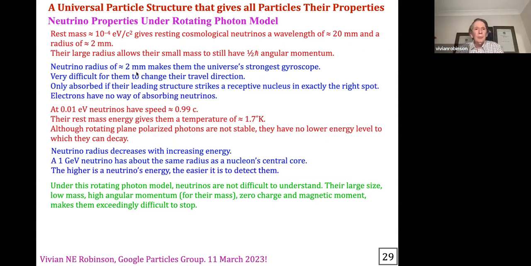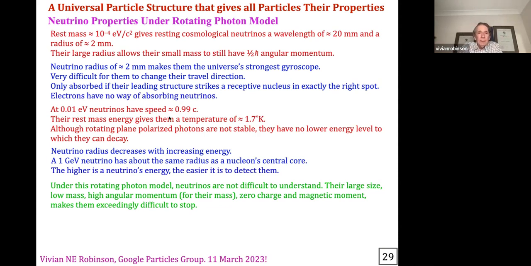They can only be absorbed if their leading structure strikes a receptive nucleus in exactly the right position. Electrons have no way they can absorb a neutrino. A 0.01 eV neutrino has a speed of about 0.99 c. That is a very low energy neutrino, but that is why neutrinos are all detected as traveling basically at the speed of light.